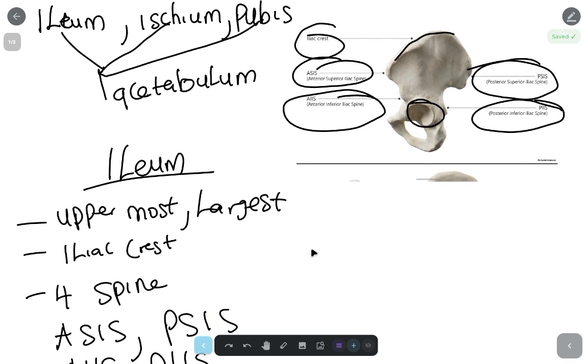So another important thing you have to know is, in the hip bone, we have what we call the sacroiliac joints.